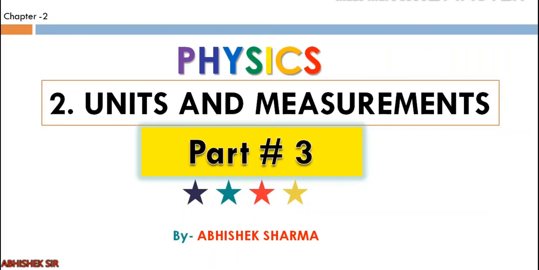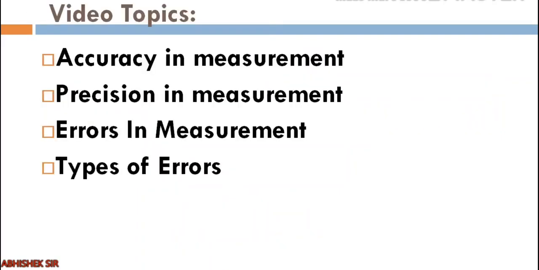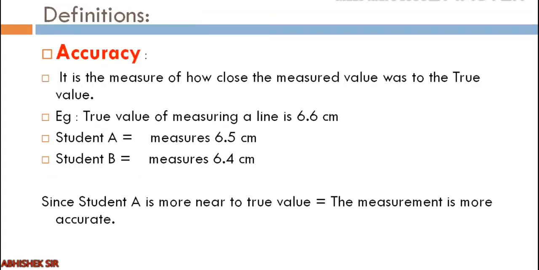We are studying chapter 2 units and measurement, and this is the part 3 video of our chapter. So let us start with the video topics. The first two topics will be accuracy and precision in measurements. We will understand this by some specific examples. Then we will move on to errors in measurements, and we will end this video with types of errors. So let us start with the first topic.